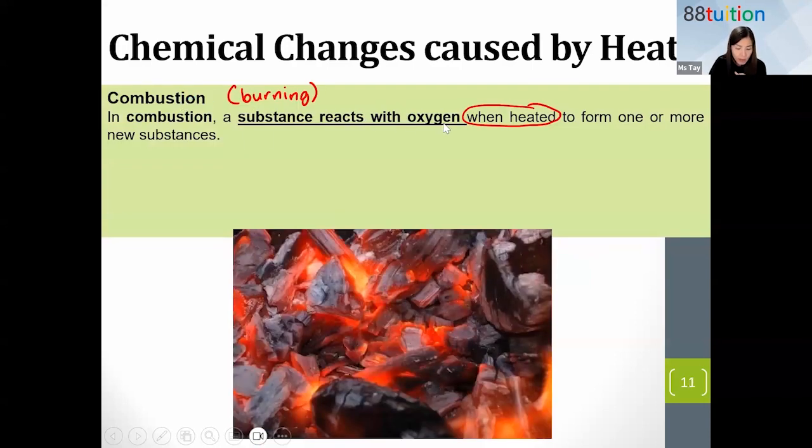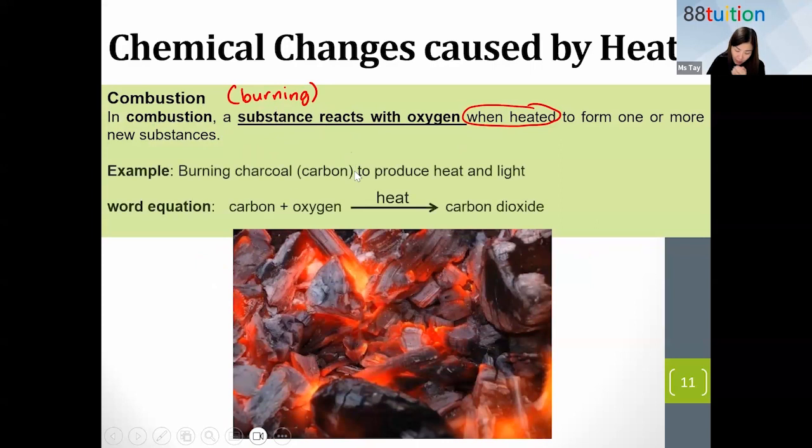Combustion: a substance reacts with oxygen when heated. Combustion, another name we call it burning, forms one or more new substances. Example, burning charcoal. Charcoal is carbon. When we burn it, it will combine with oxygen in the air to form carbon dioxide. I'll just quickly run through because we have covered this last week.